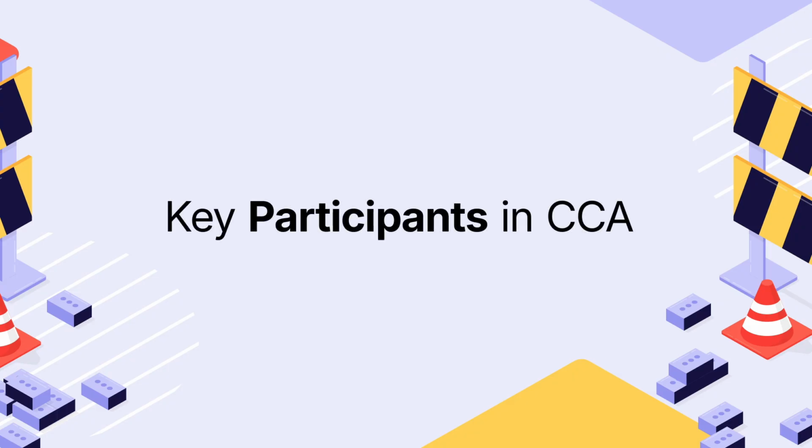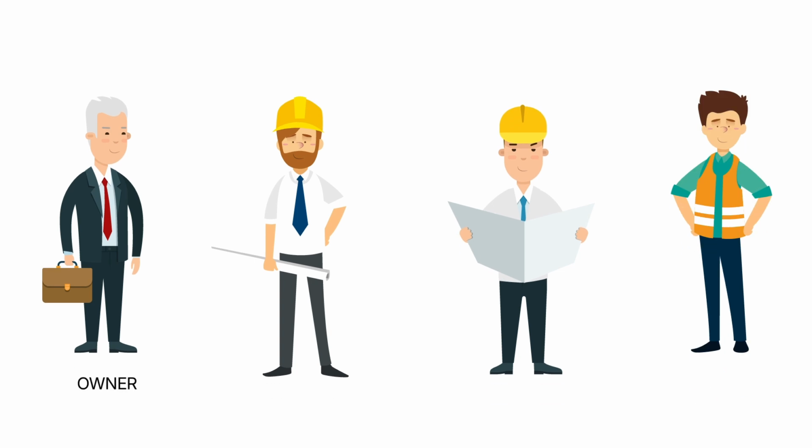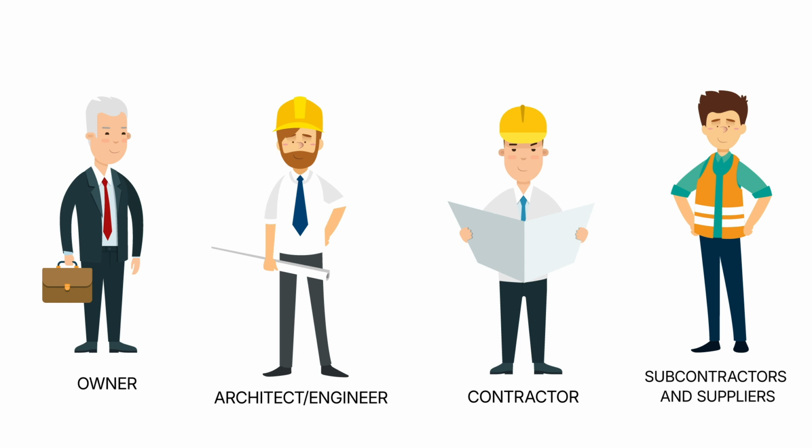So let's talk about the main players in CCA. The owner initiates the project and provides funding. The architect or the engineering team designs the facility and often represents the owner during construction. The contractor builds or executes the construction work as per the contract that they sign with the owner. The subcontractors and suppliers perform the specific tasks and provide materials under the contractor's supervision.